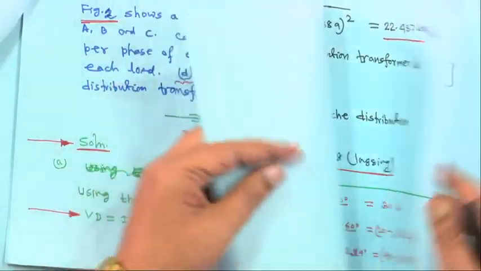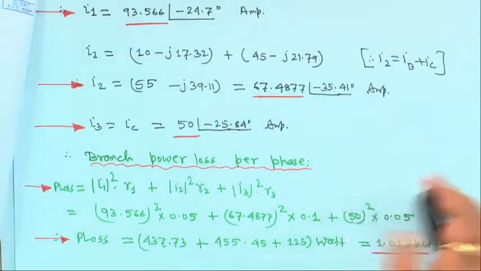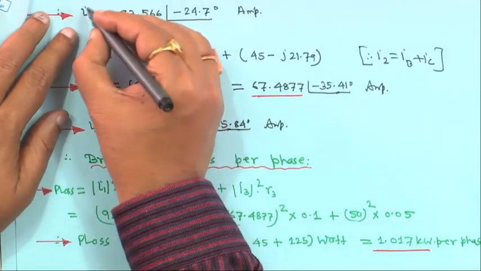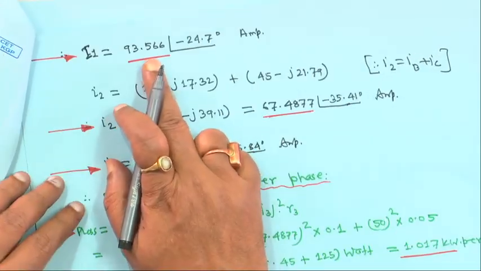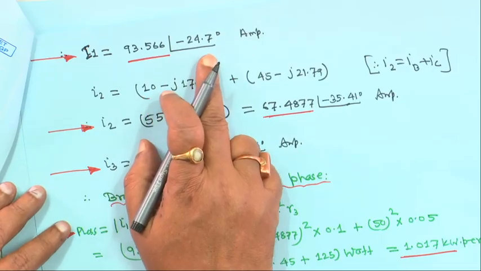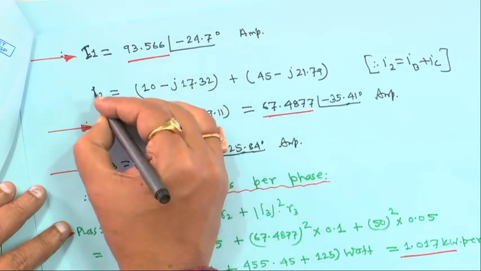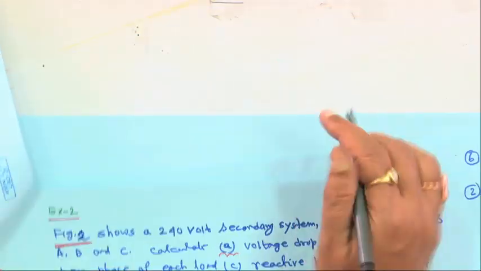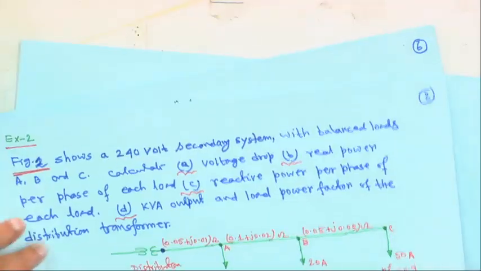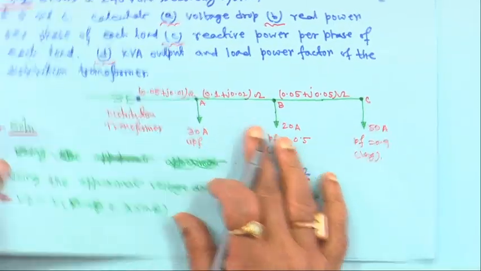Next, so that means capital I1 is equal to, it will come 93.566 angle minus 24.7 ampere. Similarly, current in branch 2. Actually I1, I2 means this branch, I should redraw this diagram, then things will be easier for you. So, instead of spoiling this diagram, I am redrawing for you.